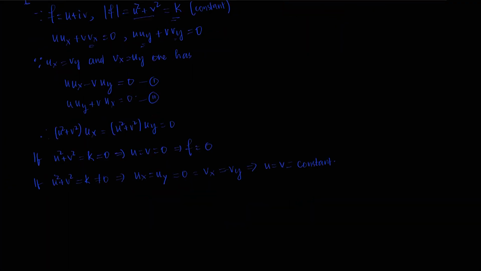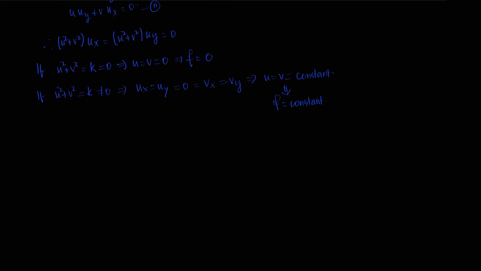Okay, and hence, therefore, if u and v are both constant, that will imply that f is constant. Yeah, constant. Okay, so that is the main idea of this. So what did we show? We showed that if you have a differentiable function which is basically of constant absolute value, that has to be constant.